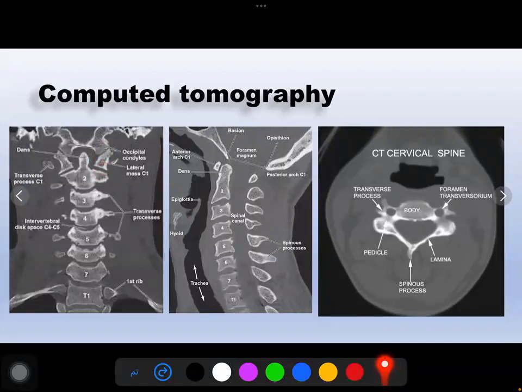And this is the sagittal view. This is the anterior arch of the C1, and this is the dens. This is the anterior limb of the foramen magnum, called the basion, and this is the posterior border, called the opisthion.